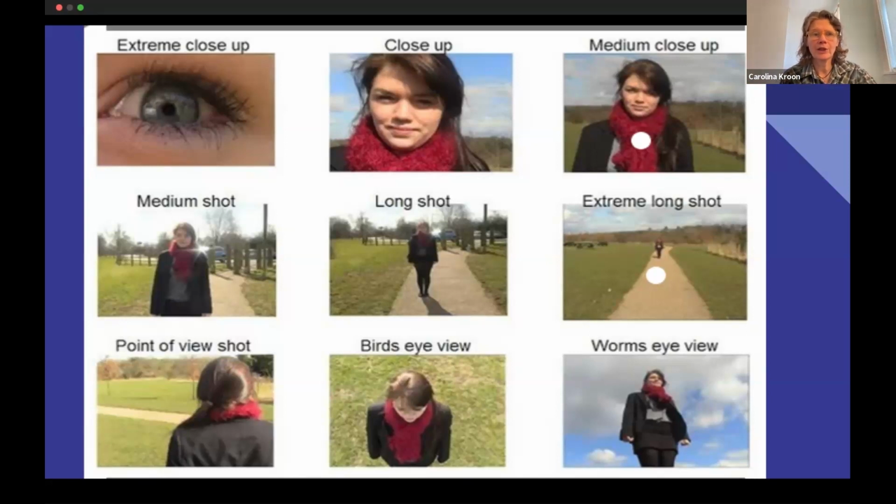So if we saw that picture of the extreme close-up of the eye, we would have no idea where this person was, right? But on that extreme long shot, we have a sense of place, right? So these are just terms that will hopefully be useful for you all in terms of communicating.